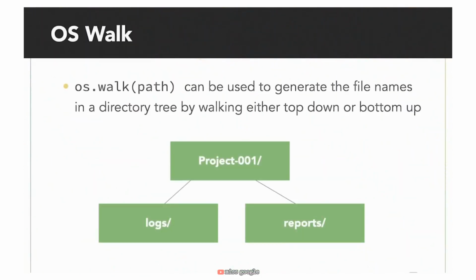The OS module has a function called walk that can be used to generate the file names in a directory tree. We can walk top down or bottom up. For example, let's say we wanted to walk this current working directory. This directory has two folders.